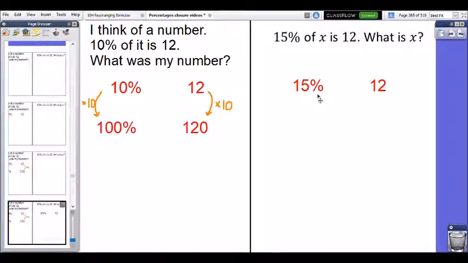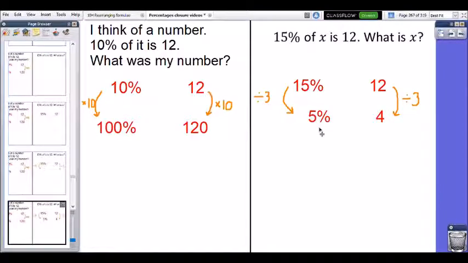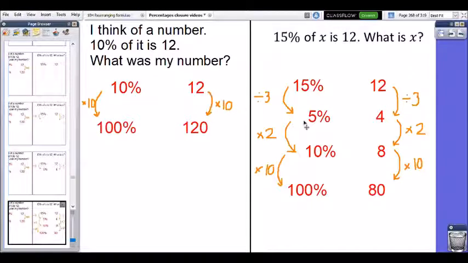Well, from 15%, if I divide it by 3, that takes me to 5%. So 15% divided by 3 gives me 5%, and 12 divided by 3 gives me 4. So 5% of this original number was 4. I can get from 5% to 10% quite easily by multiplying by 2. So 5 times 2 gives me 10%, and 4 times 2 gives me 8.